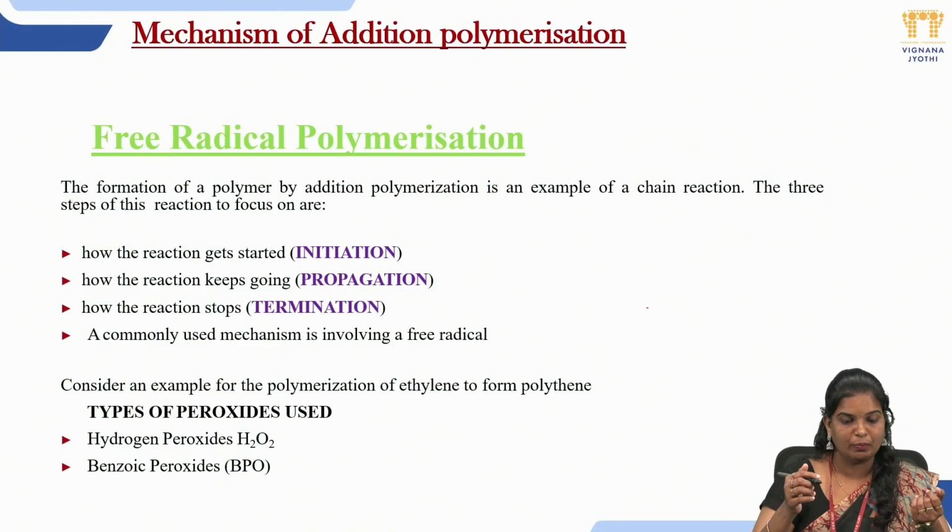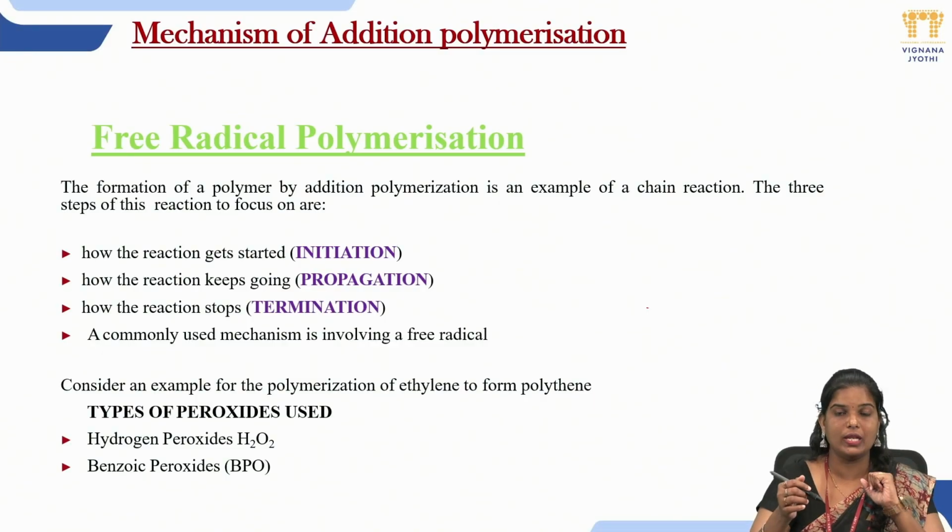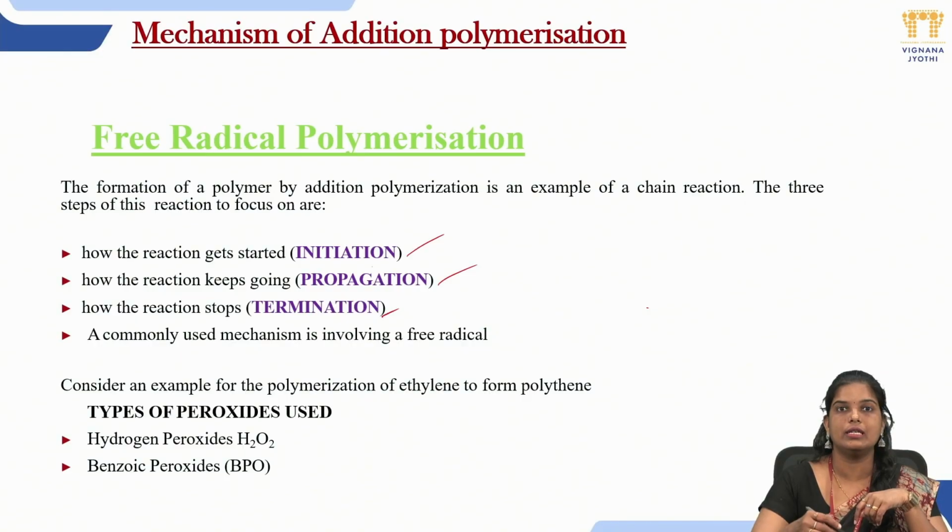So what is happening here? Now when we talk about free radical polymerization, this usually happens in three different stages: initiation, propagation, and termination. What do you mean by initiation? Initiation is where the reaction begins. Propagation is where the polymer chain continues to grow, how the reaction is moving on.